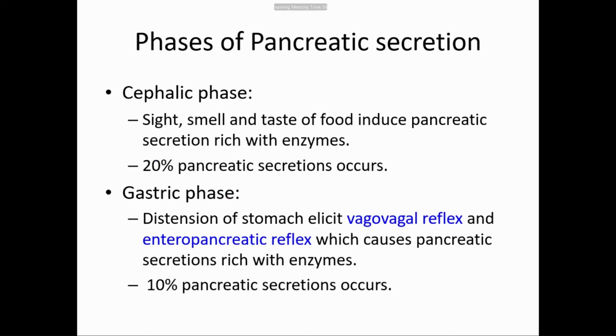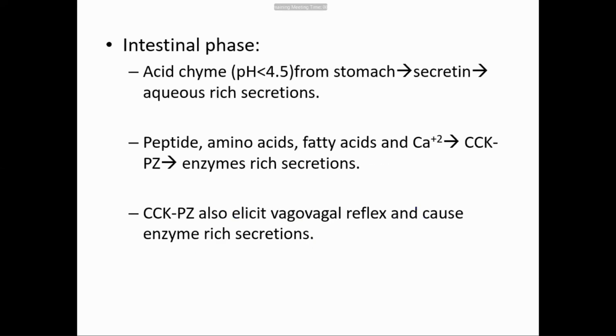In the cephalic phase, there is 20% of the secretion. In the gastric phase, there is 10% of the secretion. Whereas in the intestinal phase, there is 70% of the secretion. During the intestinal phase, the 70% of the secretion is due to the presence of acidic chyme, peptides, amino acids, and cholecystokinin. So this causes about 70% of the pancreatic secretion.